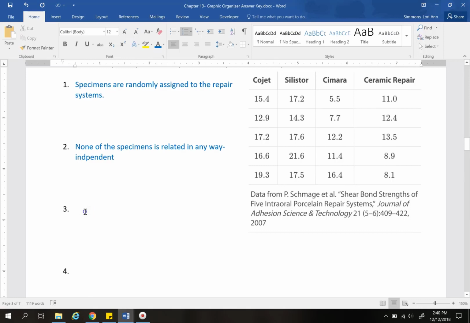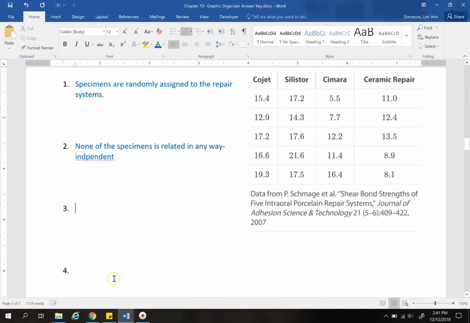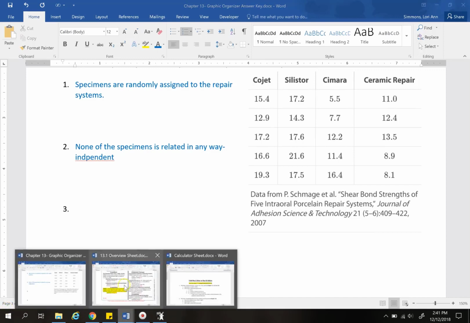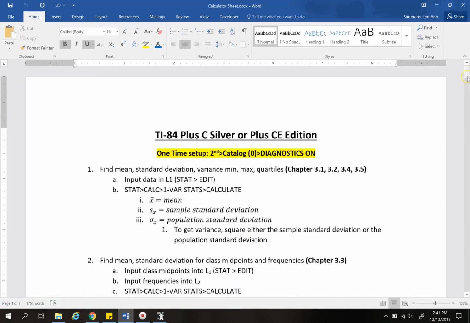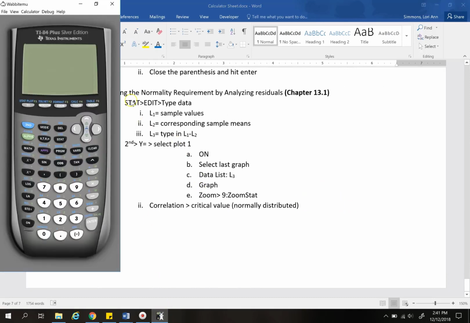Step 3, normal. Is this normal? Let's pull up our calculator sheet. Number 23, the very last one. We're going to go to Stat, Edit. In list 1, we're going to type in the sample values.